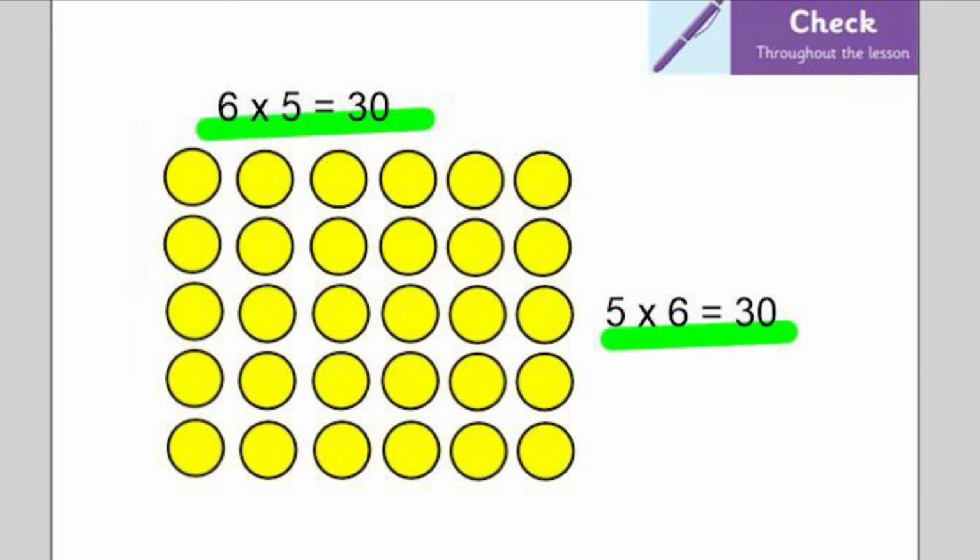So counting downwards, I've got 1, 2, 3, 4, 5. Going across, I've got 1, 2, 3, 4, 5, 6. That means I've got 6 groups of 5. So my multiplication sentence was 6 times 5, and then I just had to count in my 5s 6 times. 5, 10, 15, 20, 25, 30. So 6 times 5 equals 30. That means that 5 times 6 equals 30.